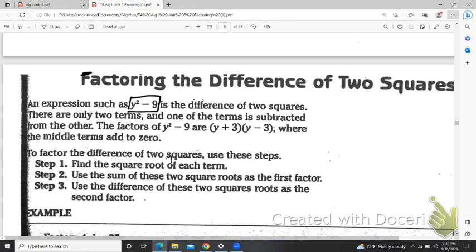All right, so this is just going in reverse of what we just did, and basically we're finding the square root of each term. One set of parentheses is going to get a plus, one set is going to get a minus.